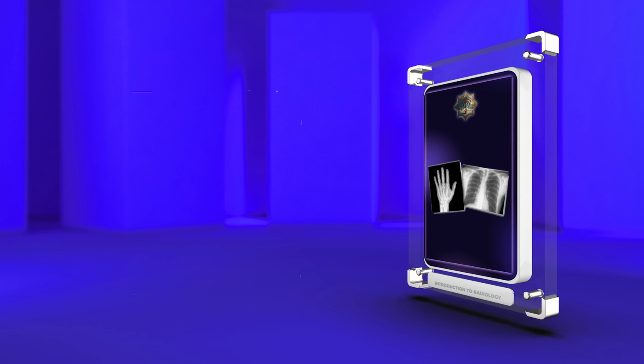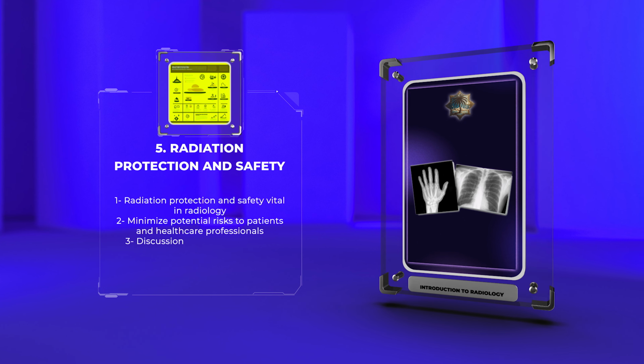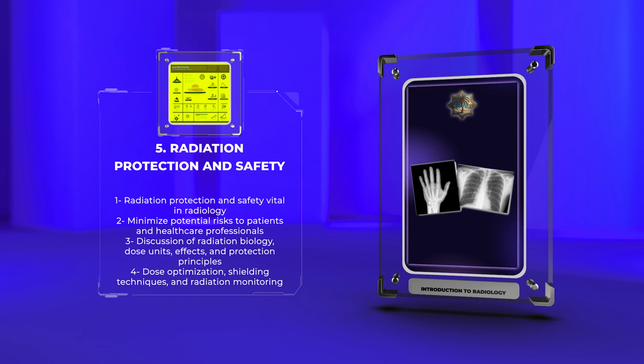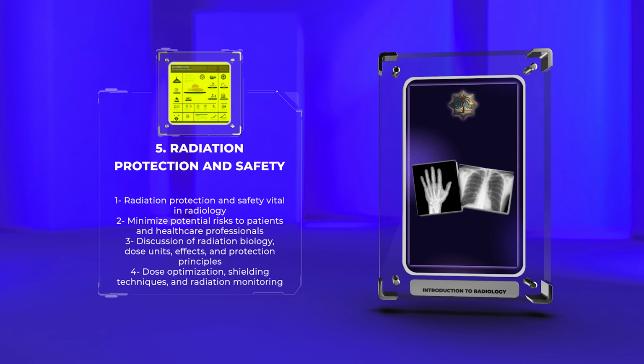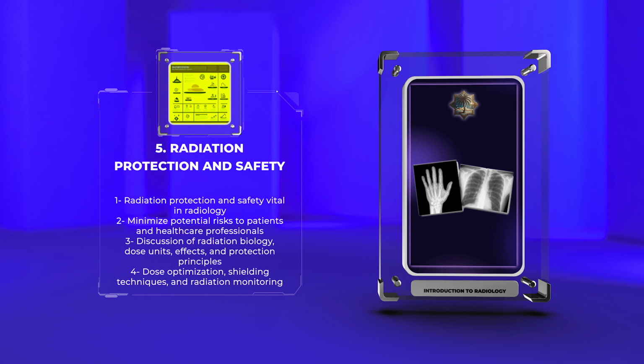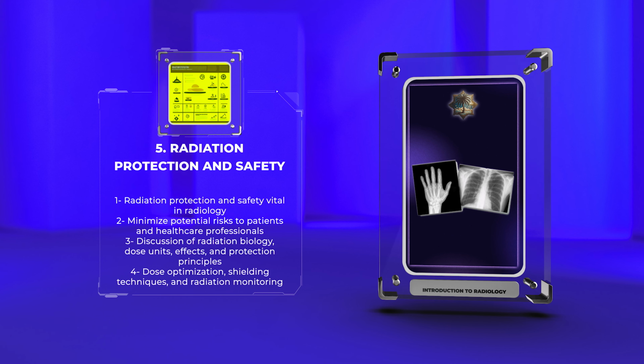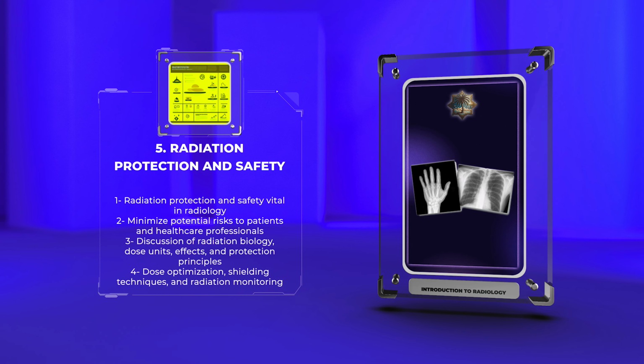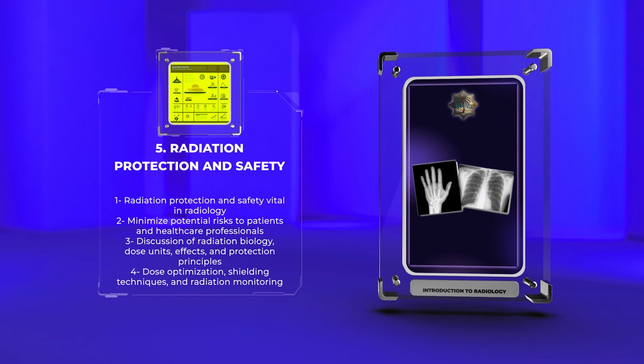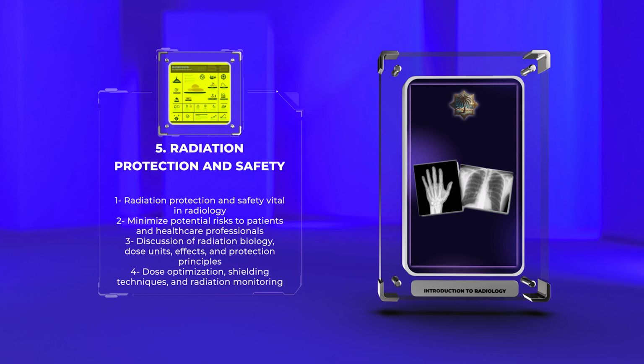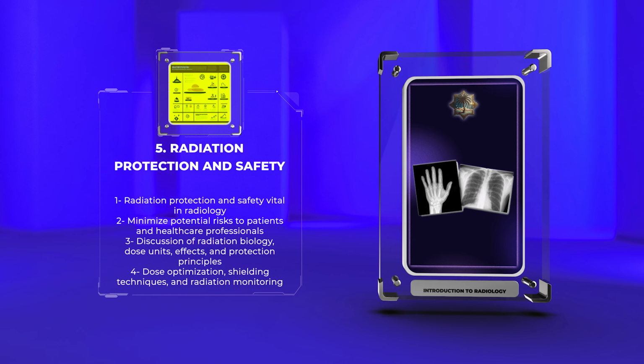Radiation protection and safety play a crucial role in radiology to minimize potential risks to both patients and healthcare professionals. We will discuss radiation biology, dose units, radiation effects, and the principles of radiation protection. Topics such as dose optimization, shielding techniques, and radiation monitoring will be explored in detail. Understanding radiation safety guidelines ensures the responsible and safe use of radiological procedures.